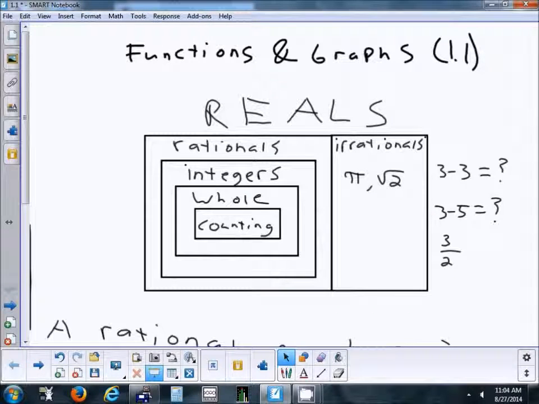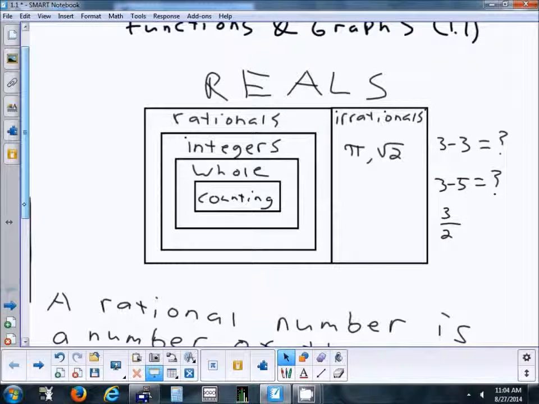Somebody brought up the idea of I. We're not going to talk about that at the beginning, but we will eventually. I is an imaginary number. And together, if you take imaginary numbers and real numbers, you get complex numbers. Okay, but for now, we're going to stick with reals.